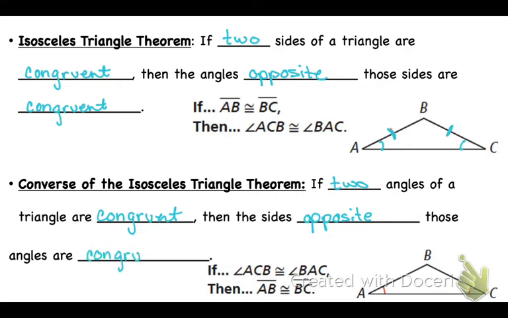So remember, converse just means the statement backwards, right? So the first one said if the two sides are congruent, the opposite angles are congruent. The converse says if the opposite angles are congruent, the opposite sides are congruent. Make sense? Okay. Are we good?